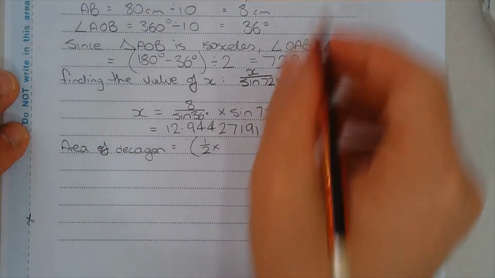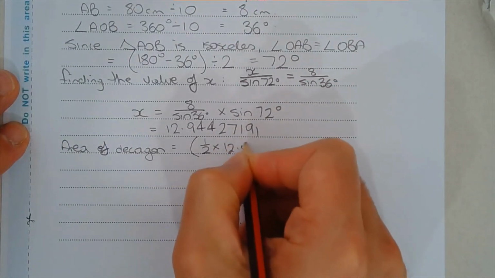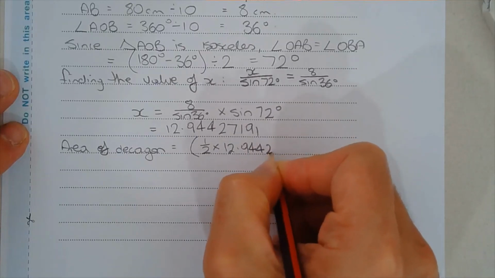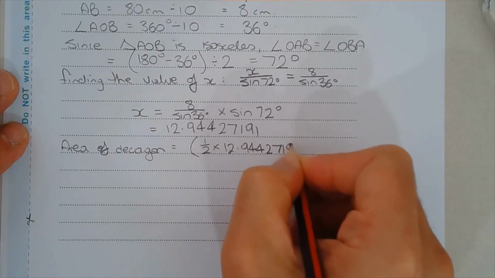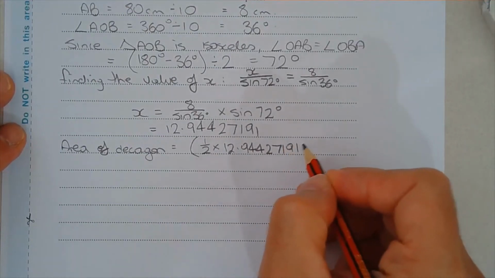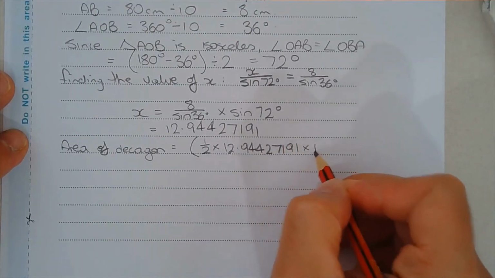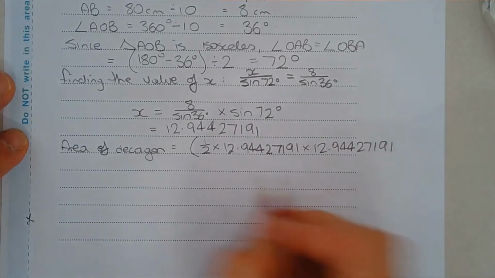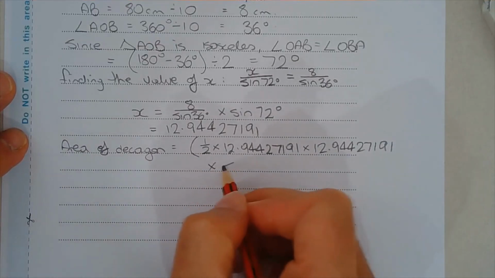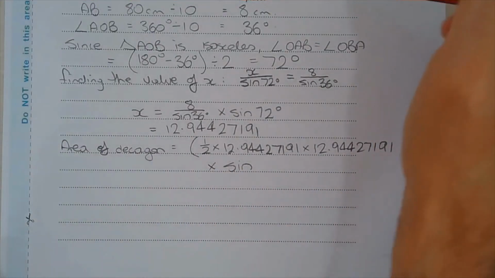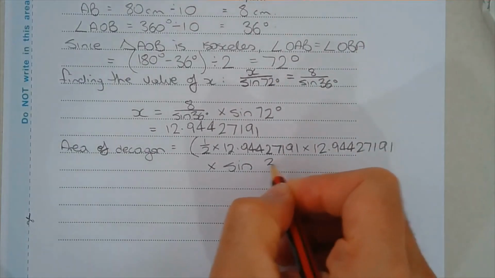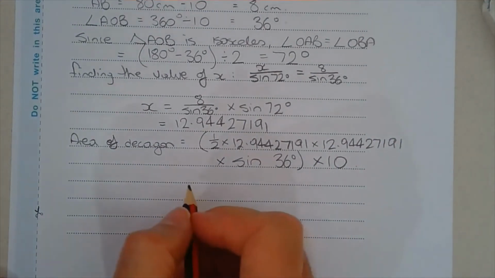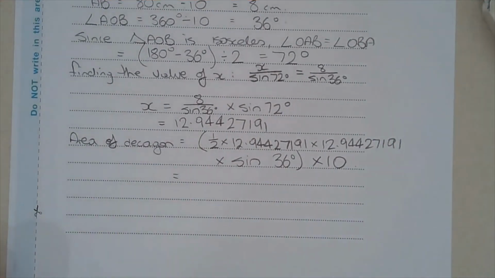Half ab, so that's 12.94427191, and we're going to multiply it by itself again, 12.94427191. Half ab times sine C, so that's sine of 36 degrees. And then I'm going to multiply that by 10. We'll round our answer at the end.